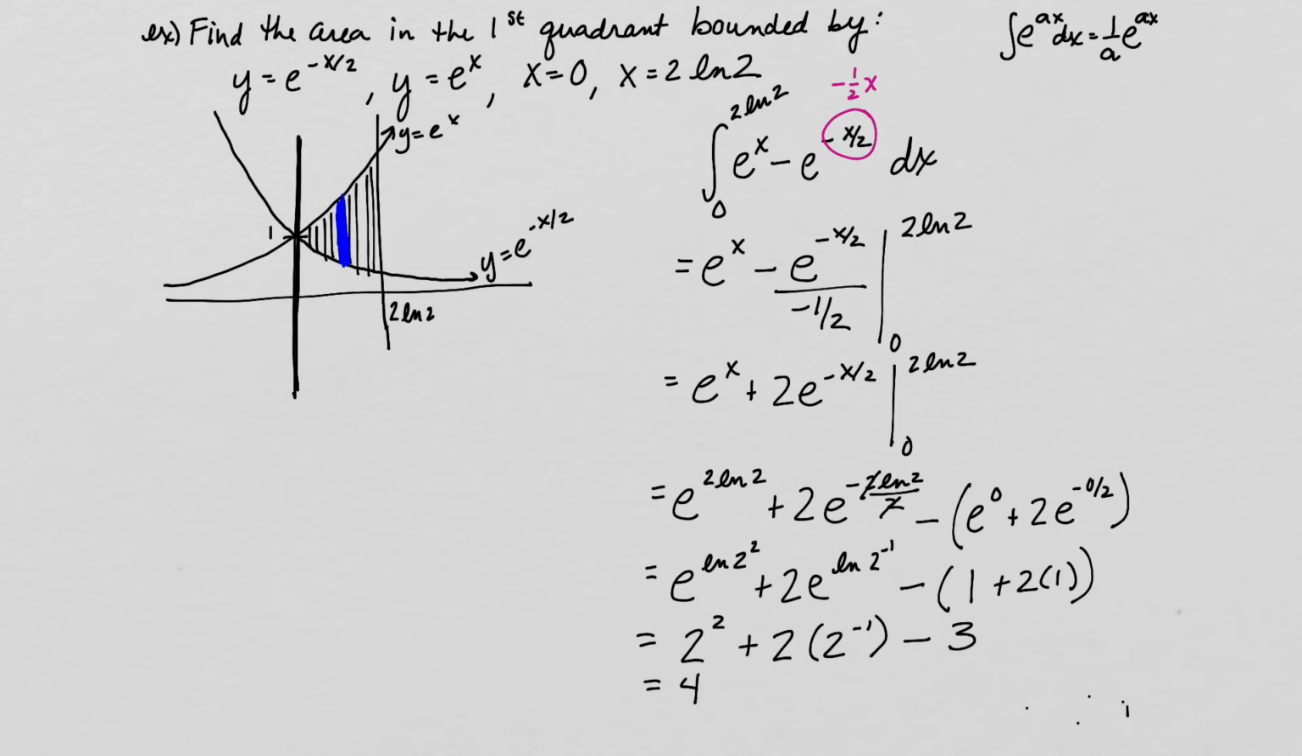So I have 4 plus 2 times 1/2 minus 3. So we really have 4 plus 1 minus 3, or 2.